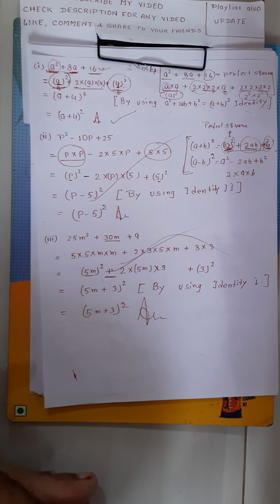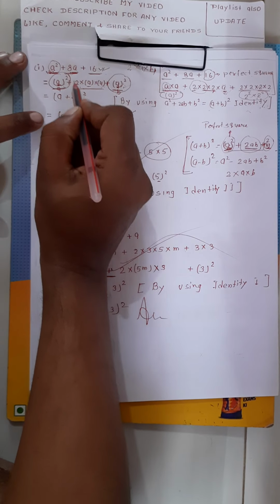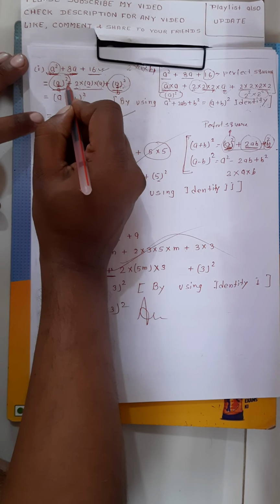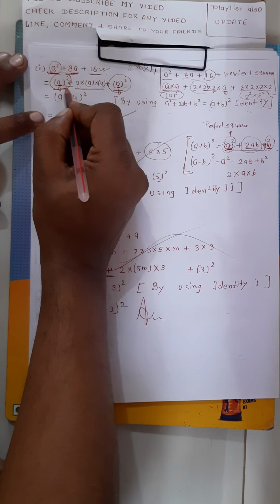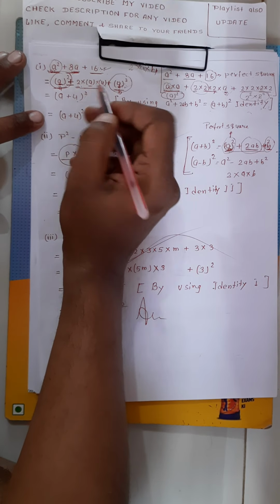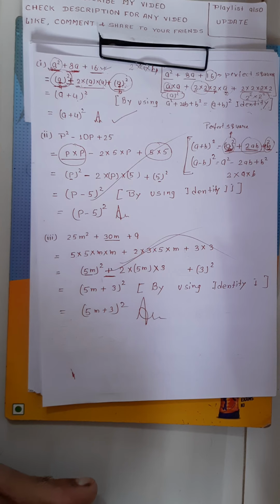Now it is not confirmed which identity we can apply, identity 1 or identity 2. Now our third condition to apply identity first or second is the sign. What sign is here with 2ab? The sign with 2ab will confirm which identity we will use.